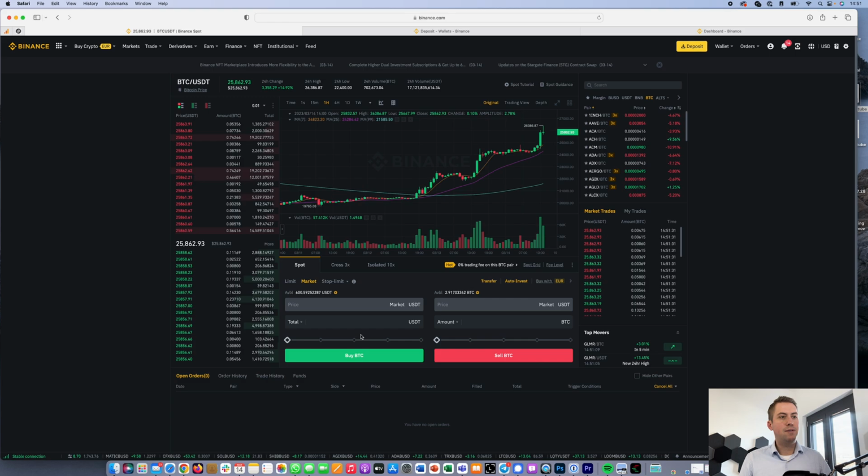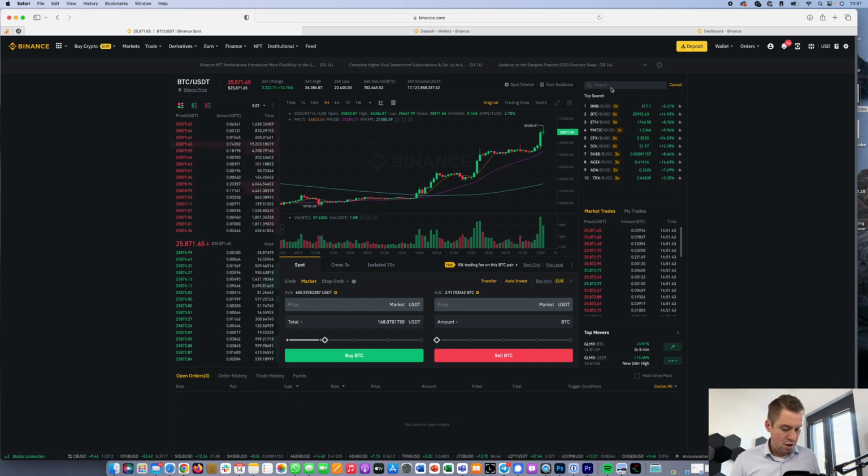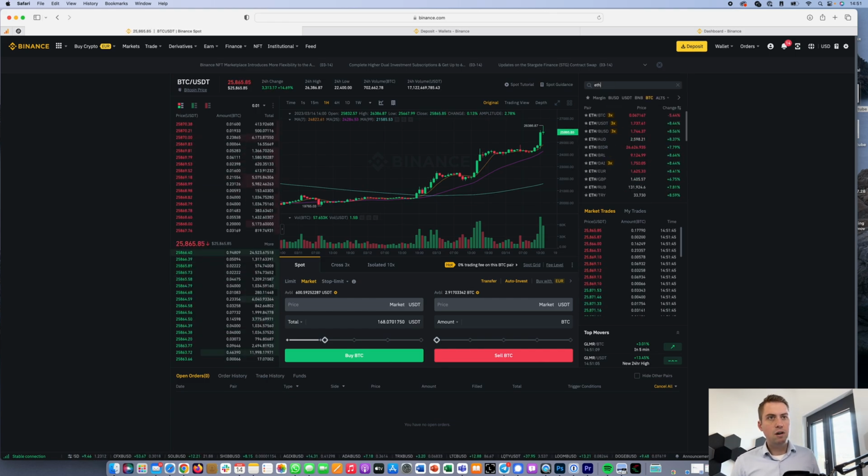A market order is fairly straightforward. You just select how much you want to spend, and then you click buy BTC. If you want to trade any other cryptocurrency, you can just search for it here, like Ethereum or whatever you want to trade. And you're just clicking buy, and then it automatically buys for the best price available.